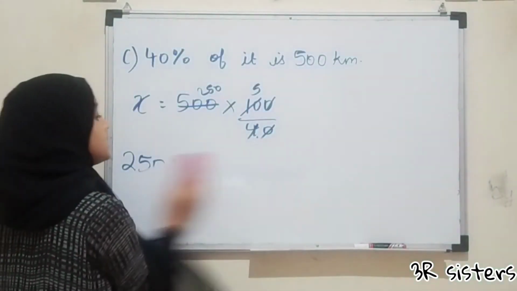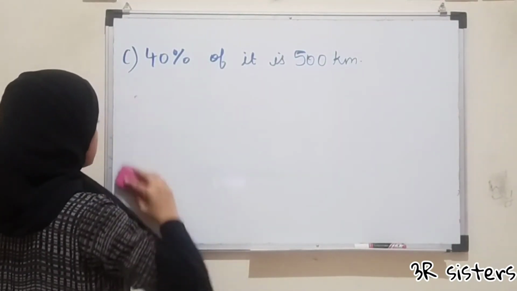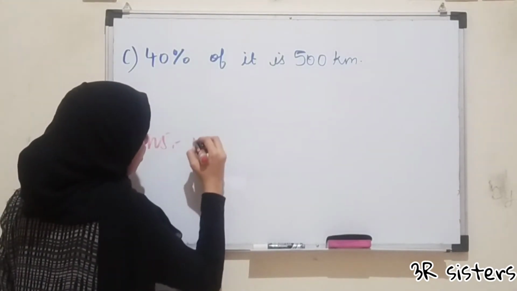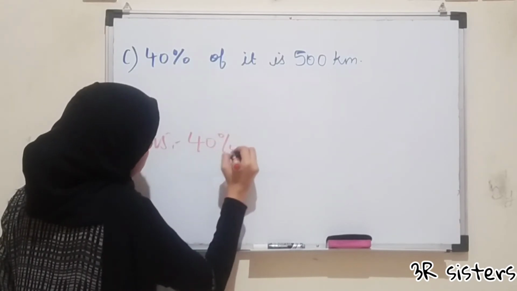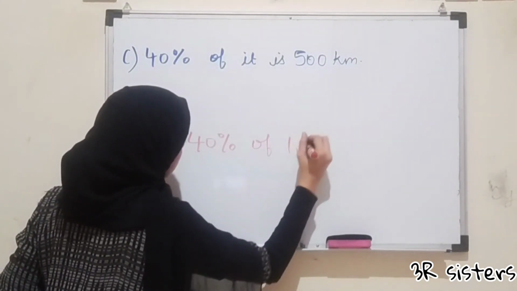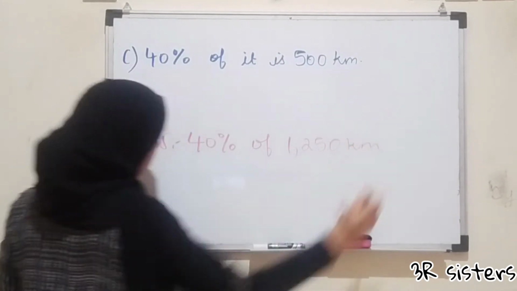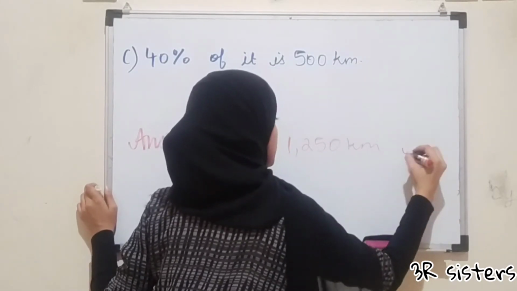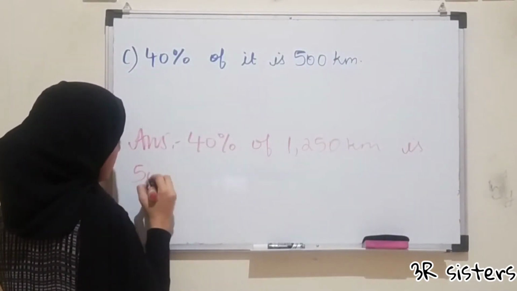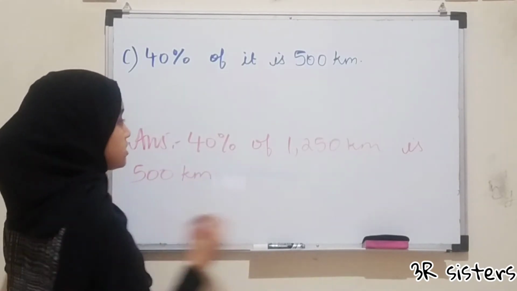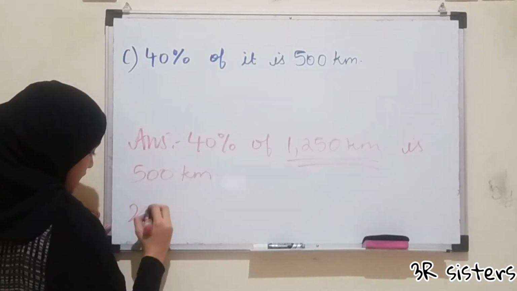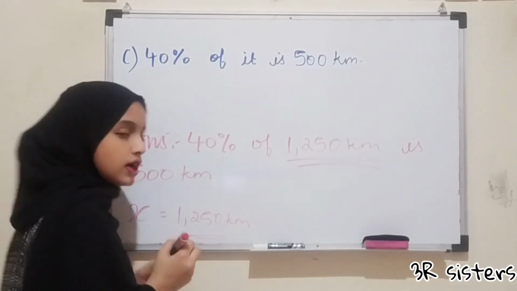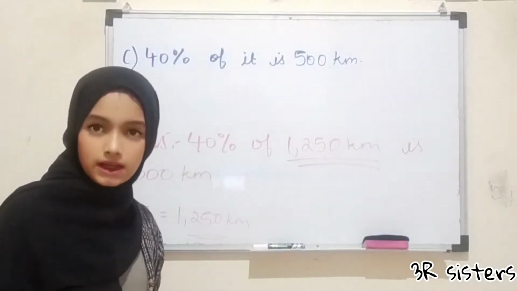Now we can write the question plus the answer like this. I'll show you. Answer is 40% of 1250 kilometer is 500 kilometer. Okay, this is our answer. So what is x? x is equal to 1250 kilometer. Now we got the answer right. Now let's move to the D question.